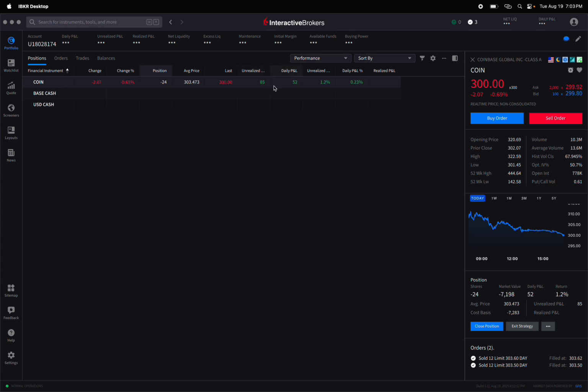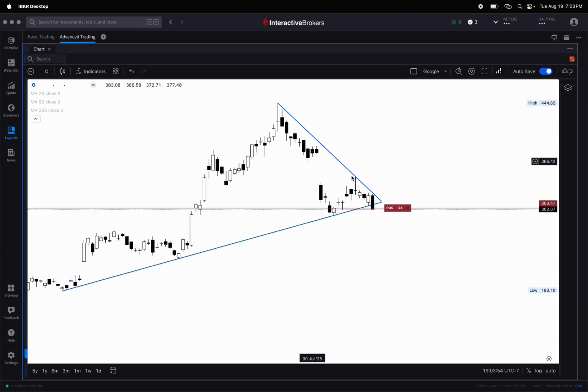So this is unrealized. I haven't locked in any profit. Once I do lock in profit, you're going to see over here the profit that I made. As of right now, we're up $85. The market is closed though, so not much action is going on right now. You're not going to see much. With that being said, let's look at the chart and break down the trade here for you guys.